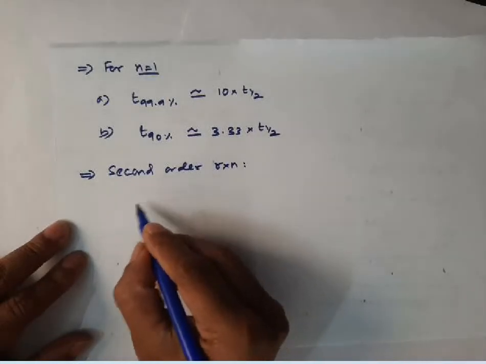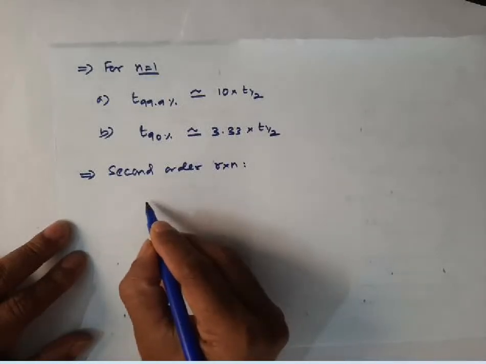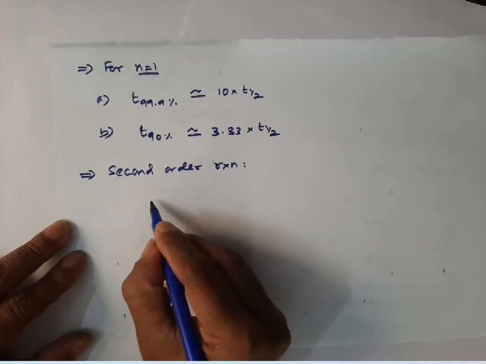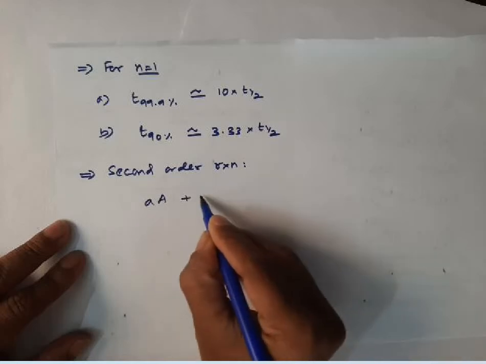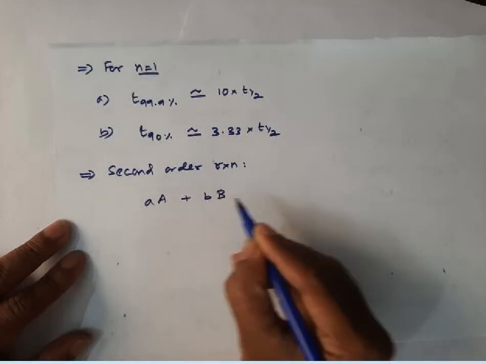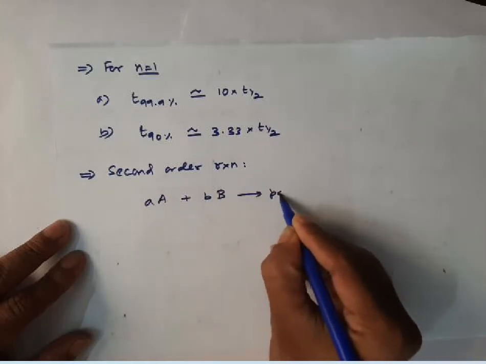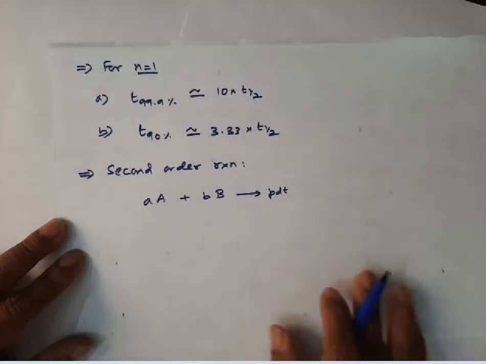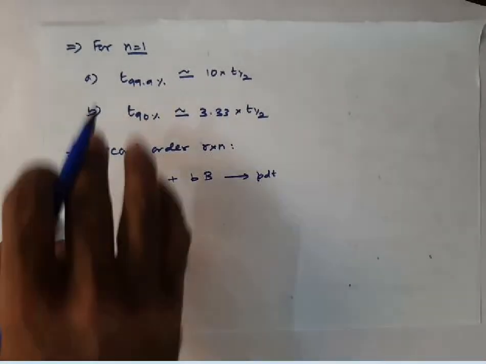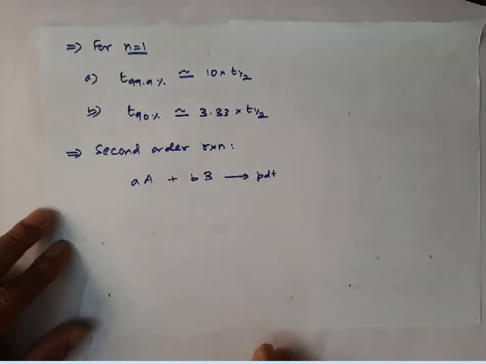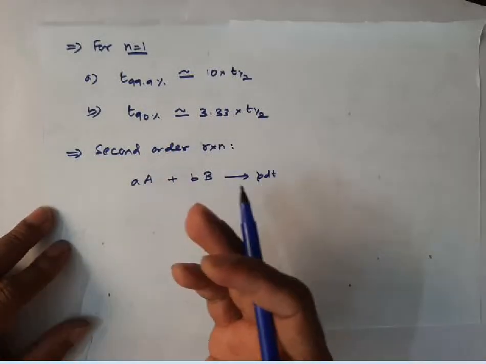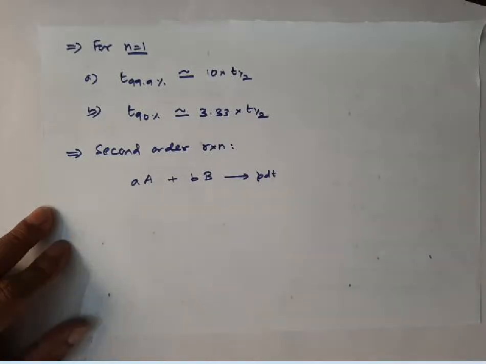Let me write, consider a reaction of type like this. That is, a moles of reactant A reacts with b moles of reactant B, giving some product. Okay, I am considering the forward reaction. We know very well that in all derivations we consider only the forward reaction, right? The reversible reaction and all are special cases, which we will discuss as we go along.